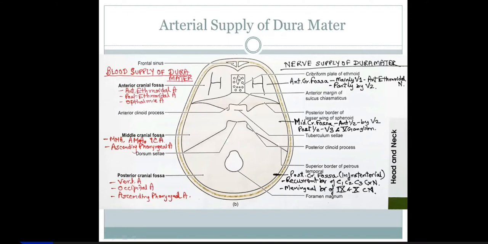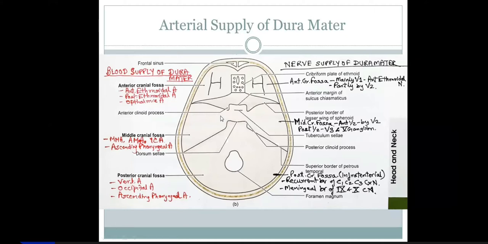So remember, this floor of the anterior cranial fossa is mainly supplied by these three branches, meningeal branches of course, from the ophthalmic artery, anterior and posterior ethmoidal artery. We'll discuss these branches later on. In this slide, just try to learn the blood supply, at least the names of the vessels supplying the dura on the floor of the cranial cavity.